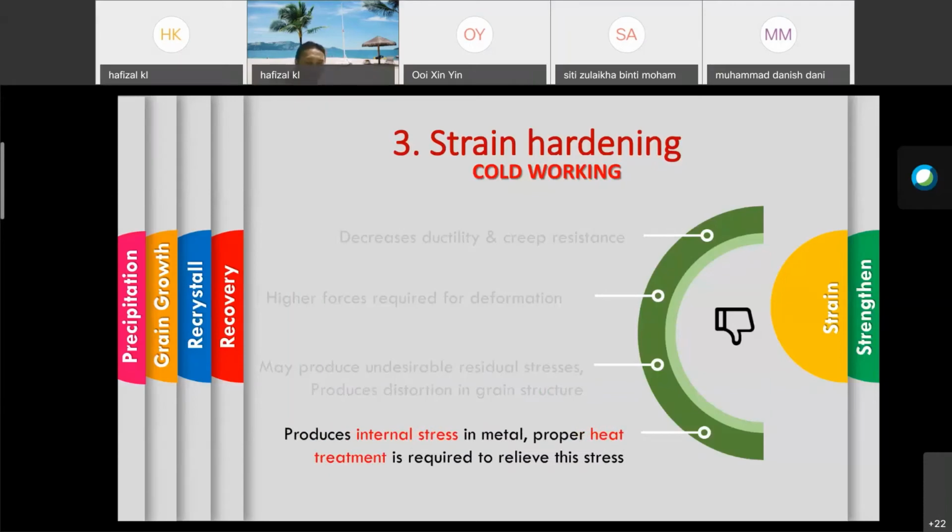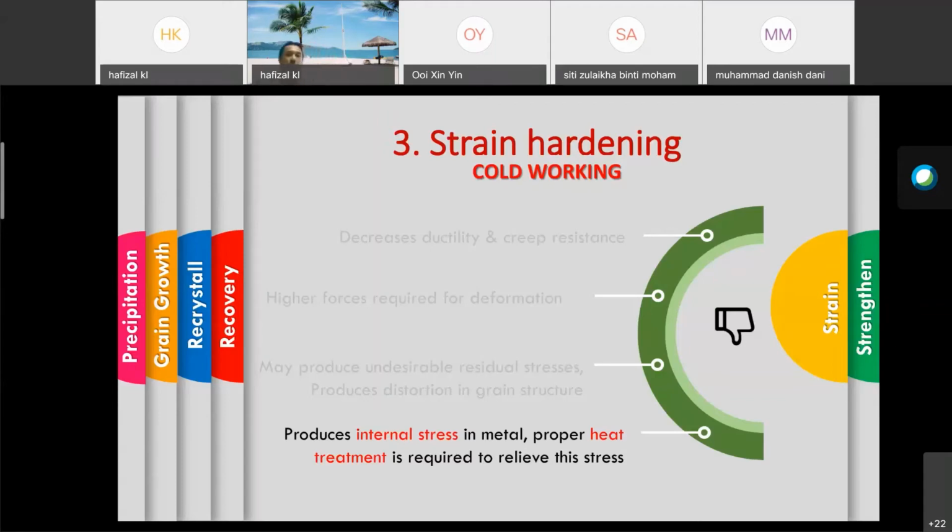So cold working can produce internal stress in metal, so proper heat treatment is needed. It produces stress in the lattice structure of the atomic arrangement, a distortion, so we need an extra process to reduce the stress. During cold working, we need to reduce the stress by introducing heat treatment after this.